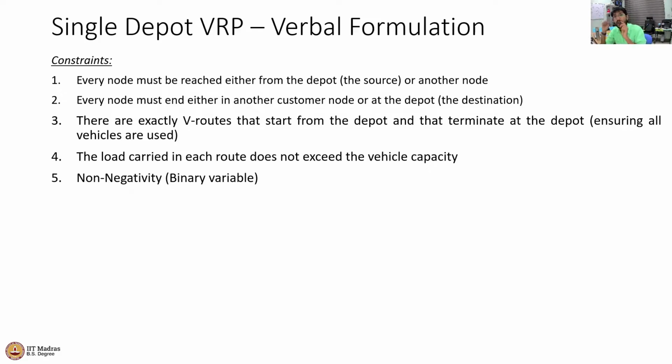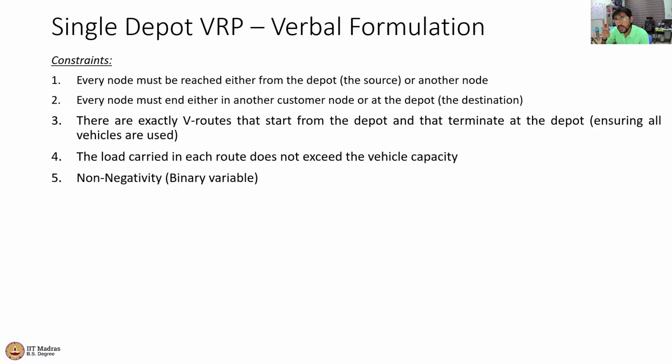So constraints 1 and 2 are basically going to enforce the requirement that all vehicles start from a location which is zero, and all vehicles end at the same location, which is again zero. The third constraint is that there are exactly V routes. Since we have V vehicles, we must ensure that there are V routes. Every vehicle is assigned to at least one node. So that is the third constraint.